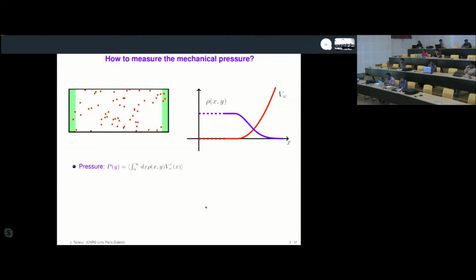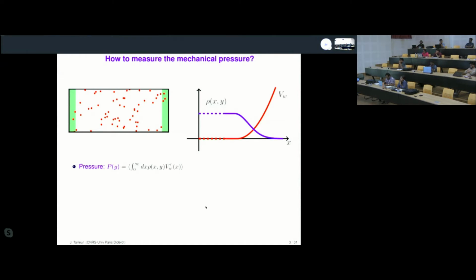So the system is invariant by translation, so everything interesting will happen along the x direction, and on the right you have a typical plot of what you expect. You have a density of particles in blue in the bulk, and when you get close to the confining wall, you have a repulsive potential that makes the density fall to zero, and there are no particles outside the box. If you want to compute the pressure in these 2D settings, it is the force per unit length exerted on the container.